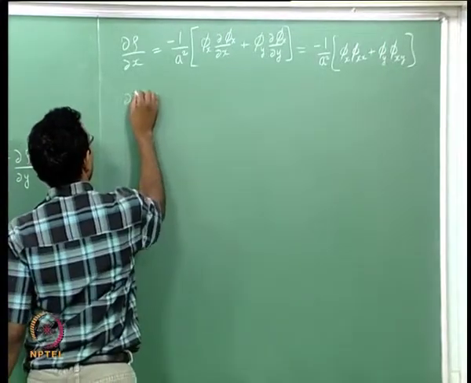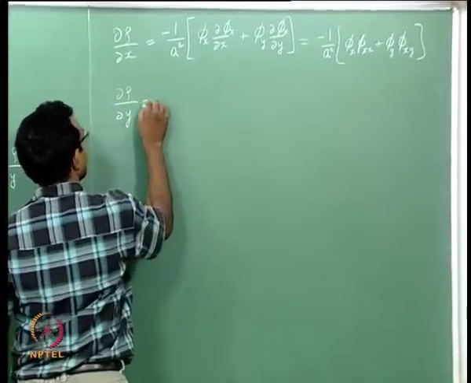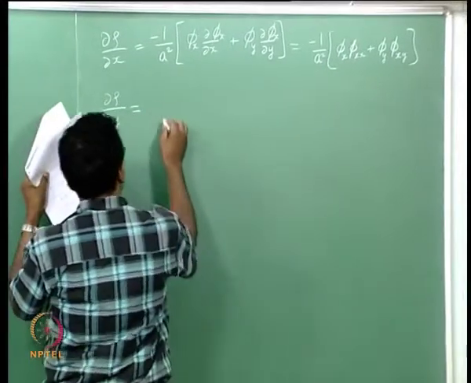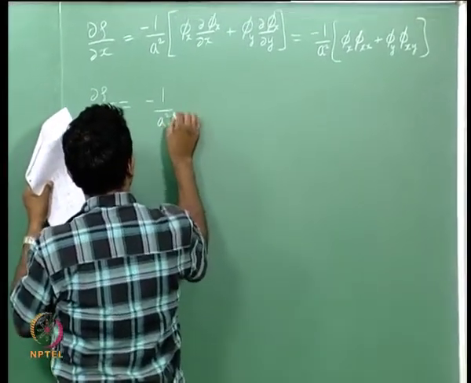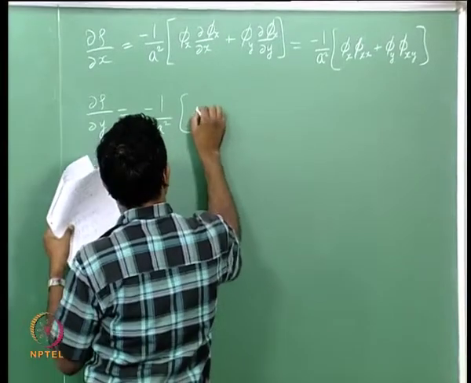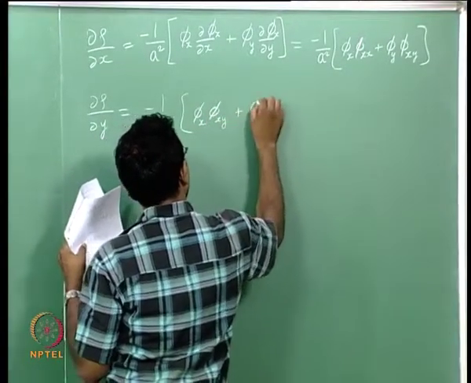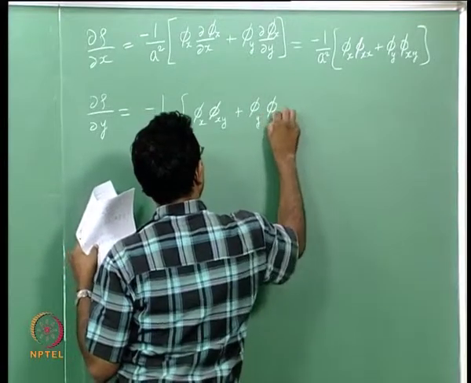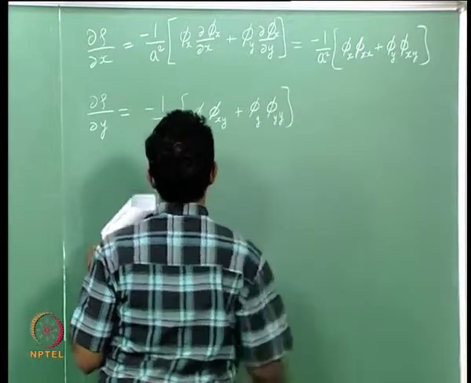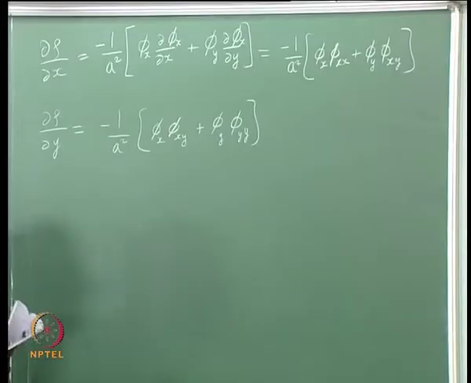Next, I will write dou rho by dou y in similar fashion, and I will skip one step. I will just directly write the answer, minus a square phi x phi xy plus phi y phi yy. This is what you will get. I skipped this kind of step here, I just jumped one step.